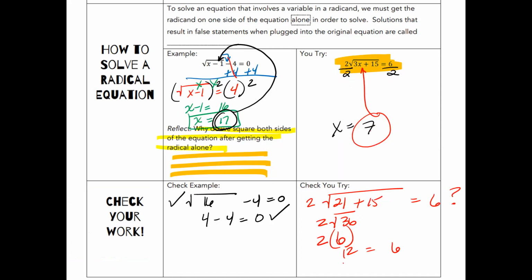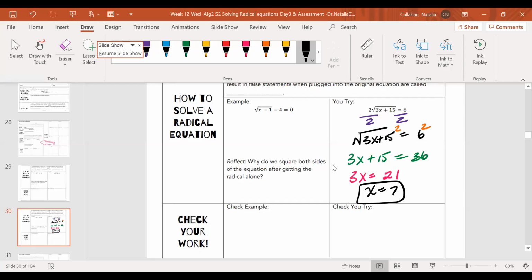When I checked, I was like, well, 12 doesn't equal 6. So what happened here? I obviously made a little mistake. I'm going to go back to this, because I put 6 divided by 2 and I put 6. That's not 6, it's 3, right? So then 3 squared is 9. Then 9 minus 15 is negative 6.